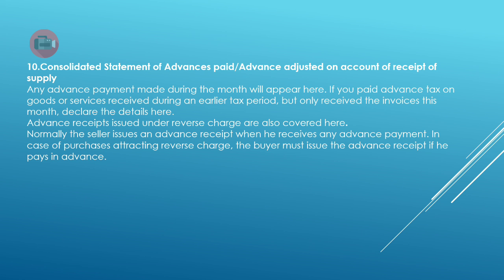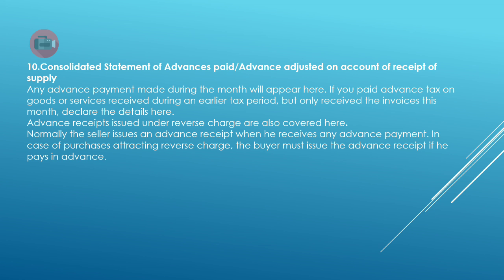Now, consolidated statement of advance paid or advance adjusted on account of received supply. Any advance payment made during the month will appear here. If you paid advance tax on goods or services received during an earlier tax period but only received the invoices this month, declare these details. Advance receipts issued under reverse charge are also covered here.